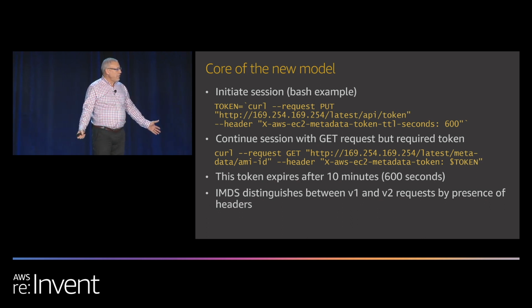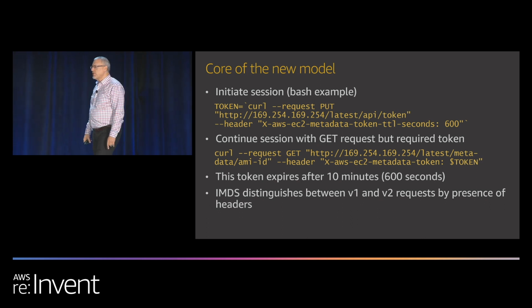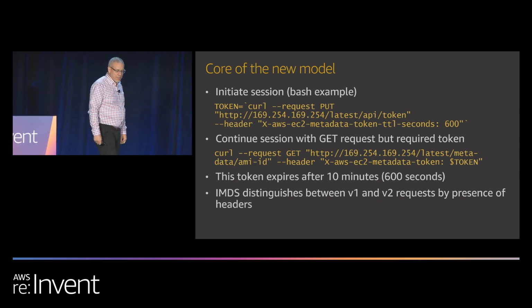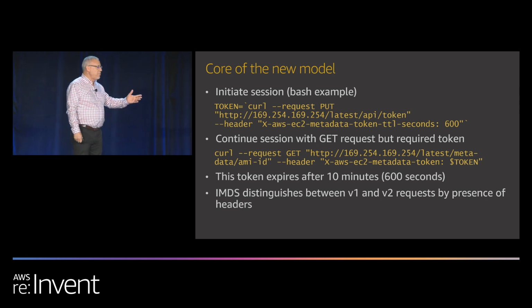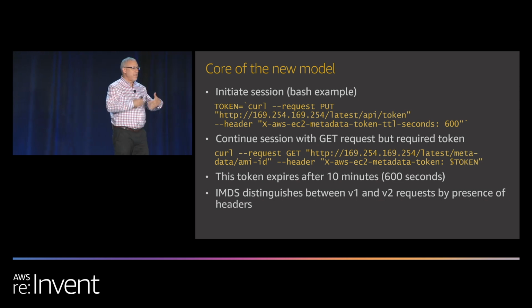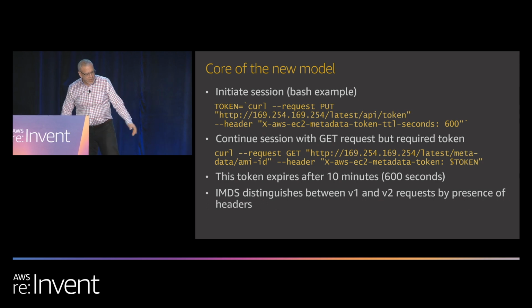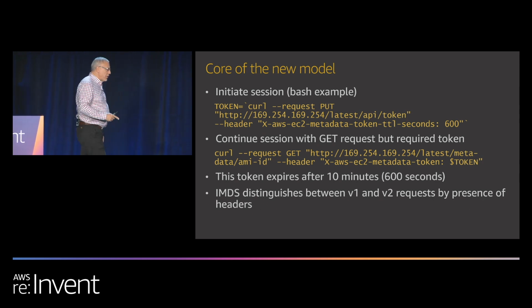Once you have that token, and we'll see this in the demo, I've now got it in a little shell variable there, and I can do GET requests and send that token back in a header, and then the service works as it did before. This particular token would expire in 10 minutes, because I asked for 600 seconds. And this is a critical point.